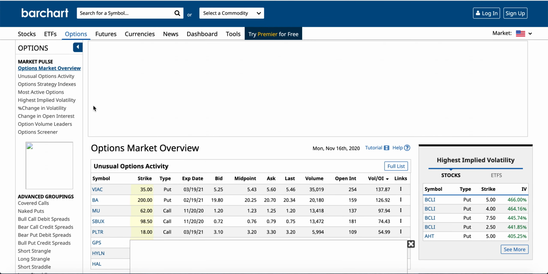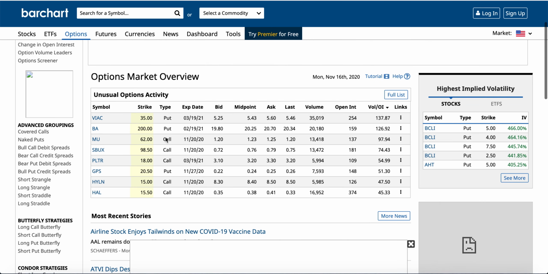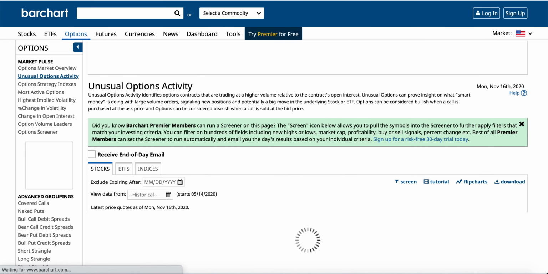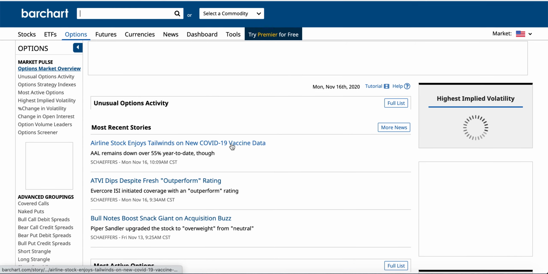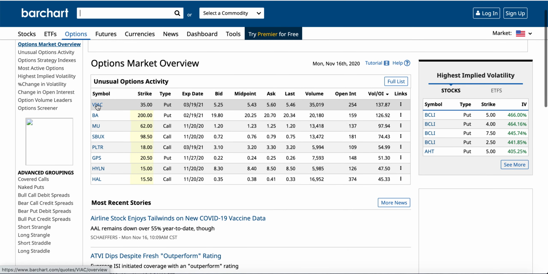So let's look at it. Basically, go to Barchart. It has a lot of stocks, ETFs, futures, currencies, news, and everything. But we're gonna focus on the options. So you can just go to the options tab, barchart.com/options, and once you do that, you can look at the options market overview. There's unusual option activity, which basically means huge volumes, or something unusual they picked up today.